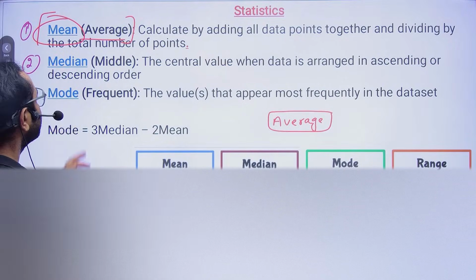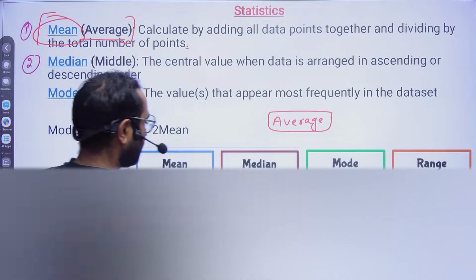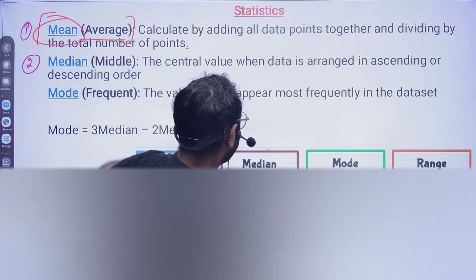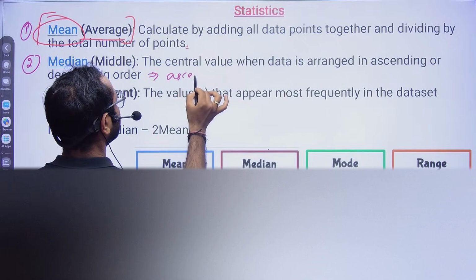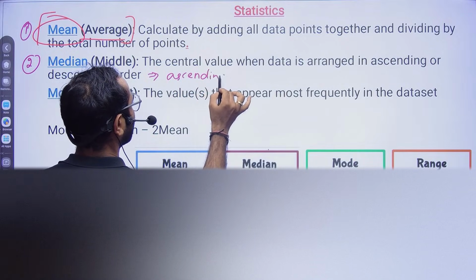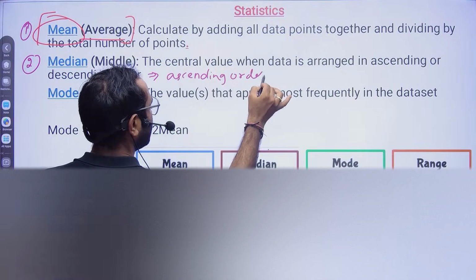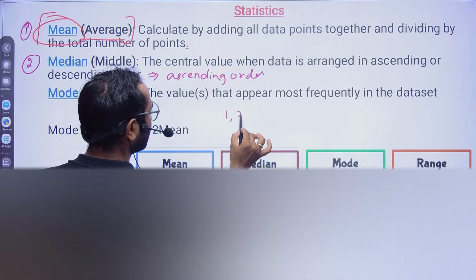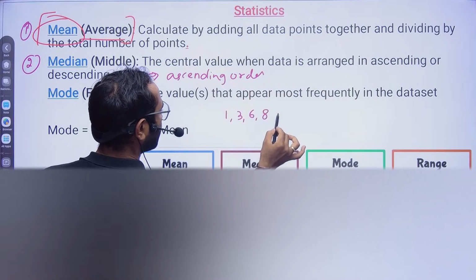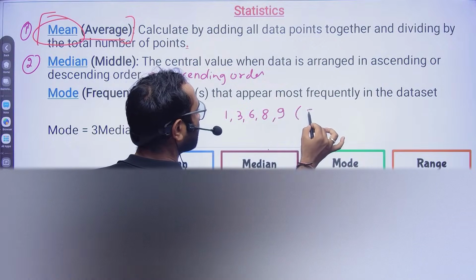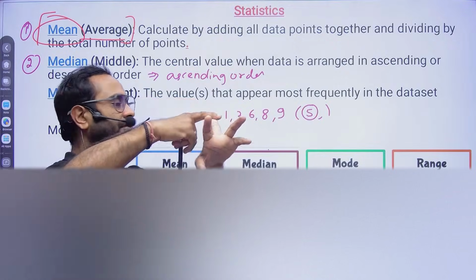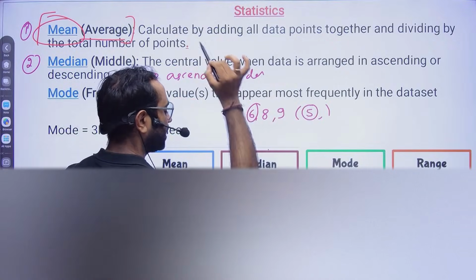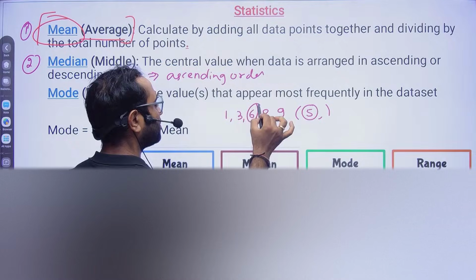Median means the middle value. Before finding the median, try to arrange the numbers in ascending order. Now, if the count of numbers is odd, say the total numbers are 5 here, then your median will be the middle value, 6. This will be your median.